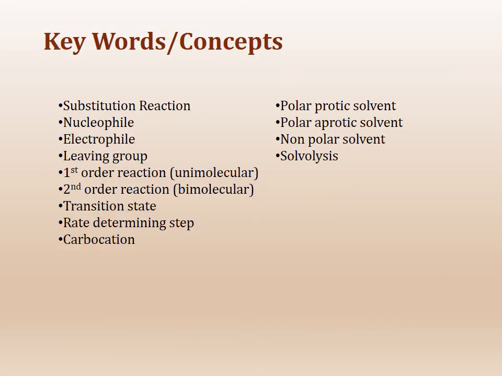So here are our keywords and concepts that you need to know from this section of this chapter. This is only half the chapter. You need to know the substitution reactions. You need to know all these different terminologies: nucleophile, electrophile, and leaving group, unimolecular, bimolecular, transition states. The rate determining step, not so much, but the formation of the carbocation is the important part there. The different kinds of solvents that we have, and this term called solvolysis, which is when the solvent starts reacting. So you need to understand all of these things.